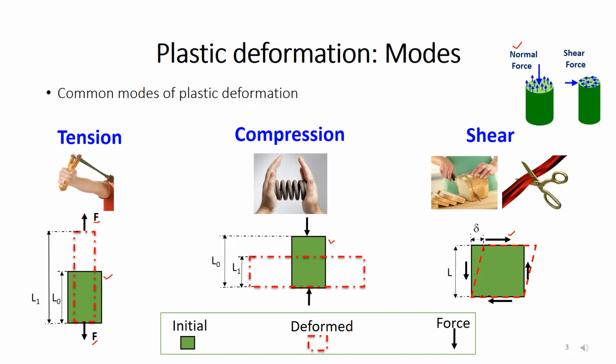And if you are applying force which acts parallel to the cross-sectional area, then it is known as shear force. Likewise, when you slice a bread or cut a ribbon, the force applied through the knife and the scissors is shear force, because here you can see the knife is applying a force which is parallel to the cross-sectional area of the bread. So these are the modes of deformation which are commonly experienced in materials.